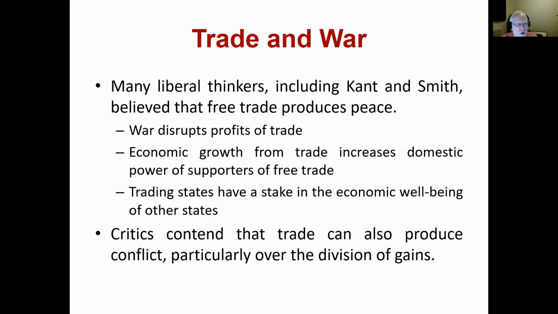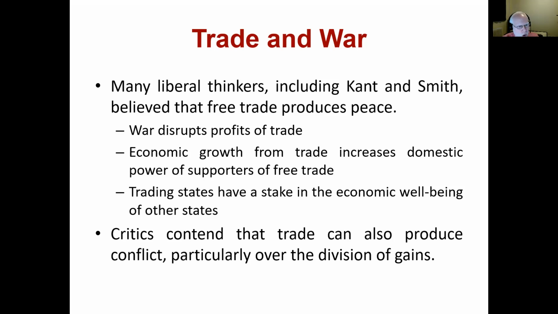So there's certain ones who look at the possibilities of a link between trade, international trade, and war. So many liberal thinkers, including Kant and Smith, so Immanuel Kant and Adam Smith, believe that free trade produces peace. There's a few different reasons identified.